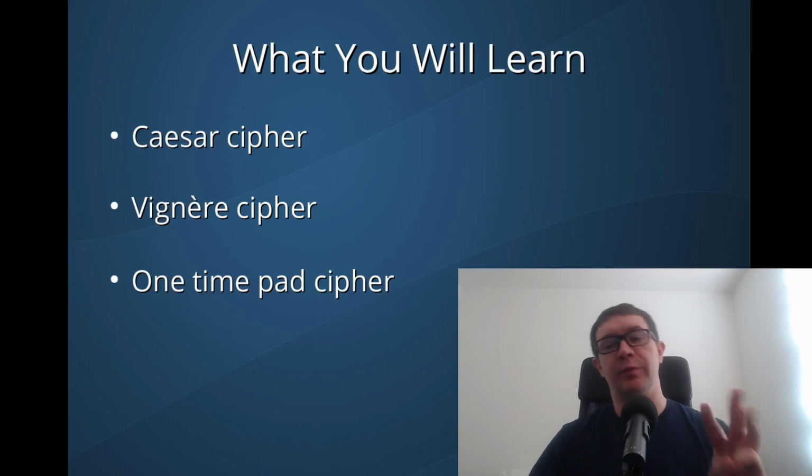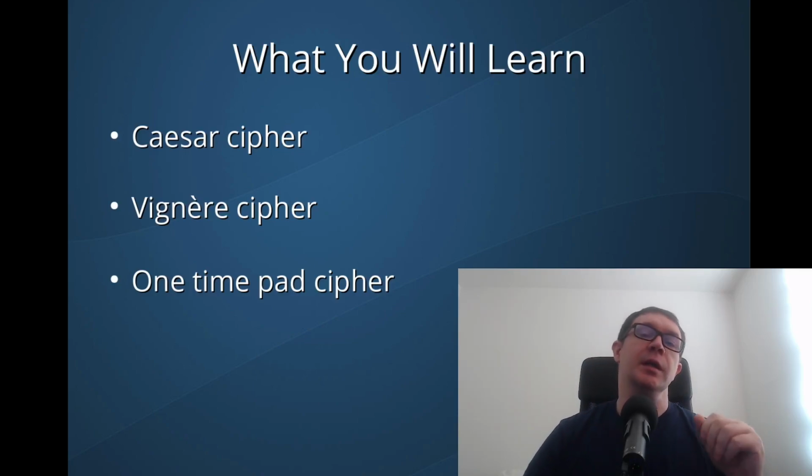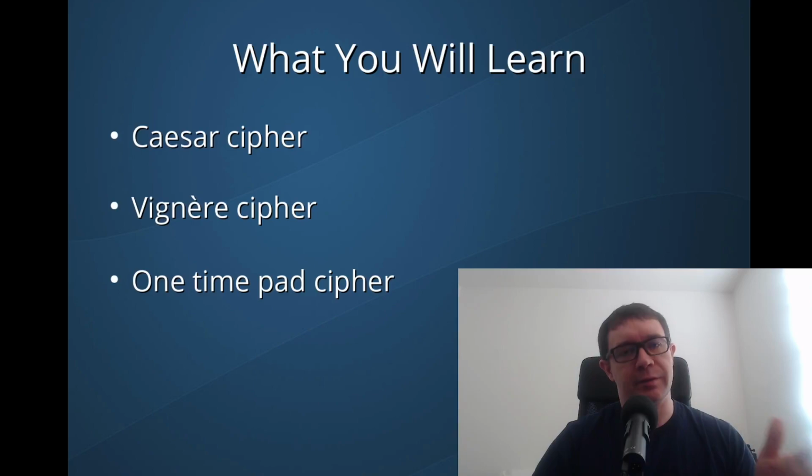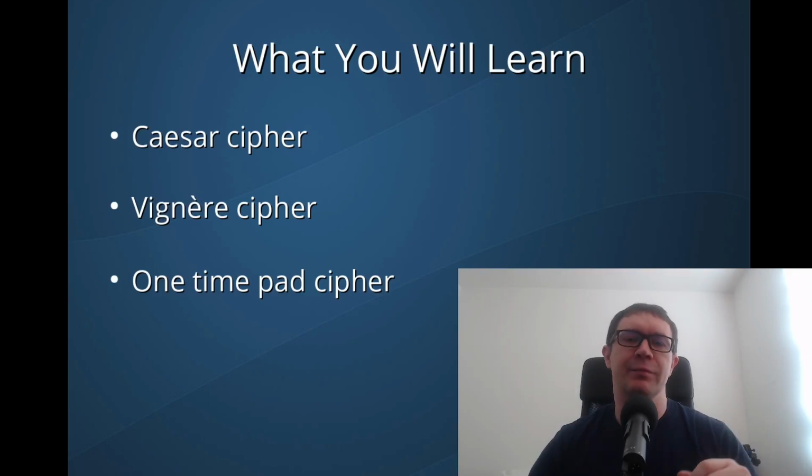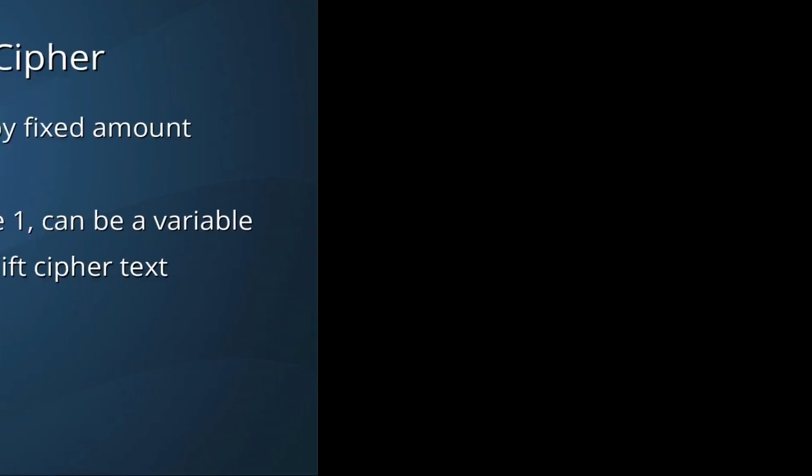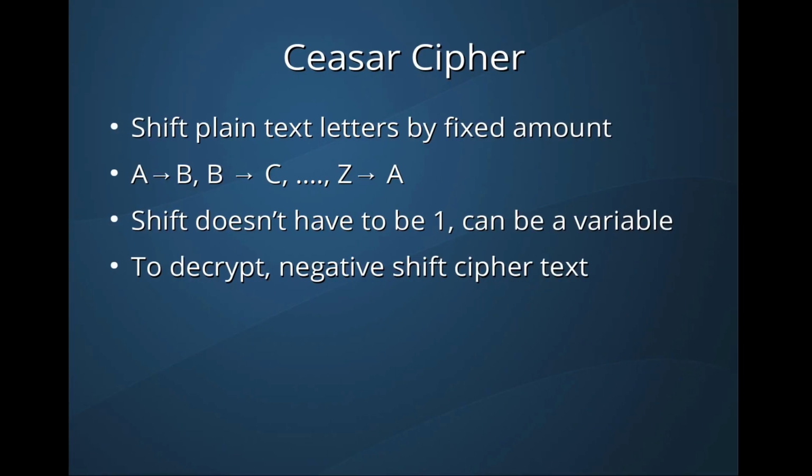We are going to learn three very basic ciphers. We're going to learn the Caesar cipher, the Vignere cipher, and I hope I'm pronouncing that correctly, and the one-time pad cipher. All are very easy, and by the end of this tutorial you will be a master in implementing these in Python. So the most basic of these is the Caesar cipher.